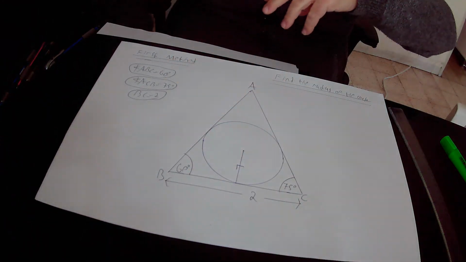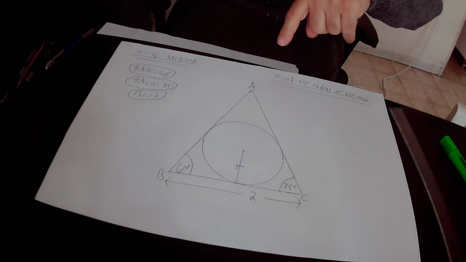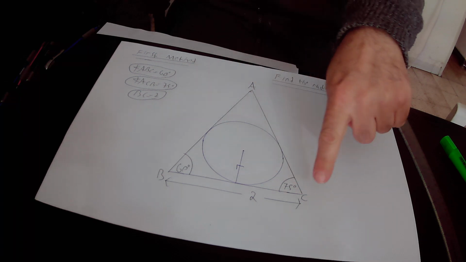And now in this lecture we'll find out the radius of a circle using two different methods. In the drawing we have triangle ABC that blocks this circle, or this circle is inscribed by triangle ABC.